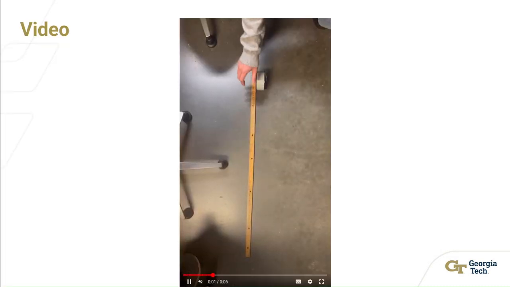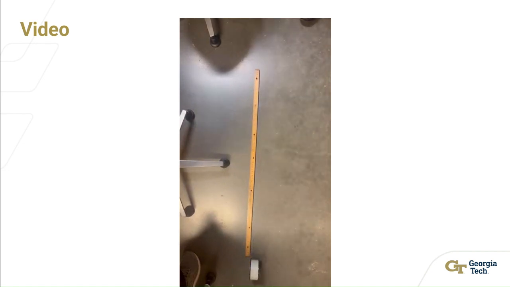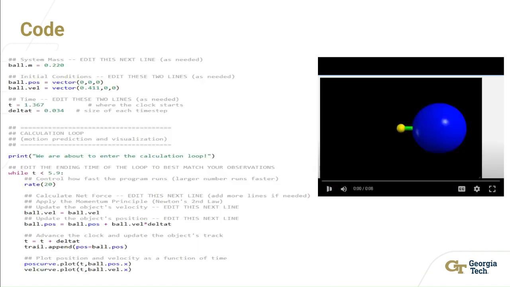Now, here is a video that was used for the experiment. While analyzing the video, it was important to determine the orientation. If I were to flip the orientation, which would essentially flip the axes, then the x values would be negative instead of positive. And here is a code that was used to simulate the data.